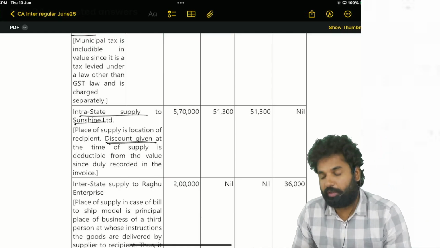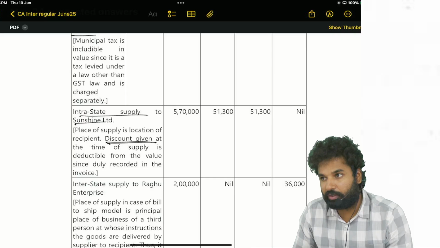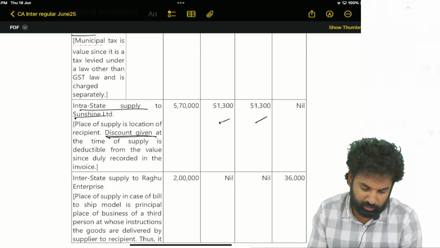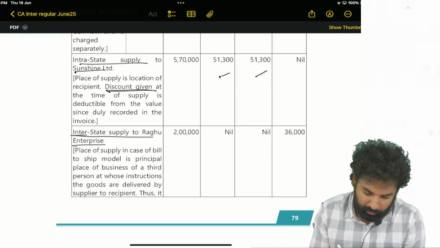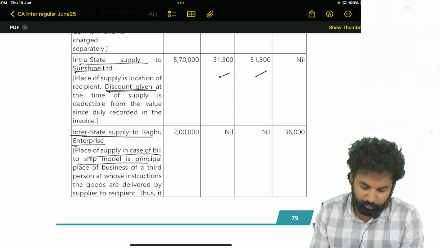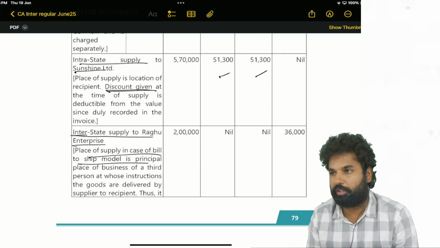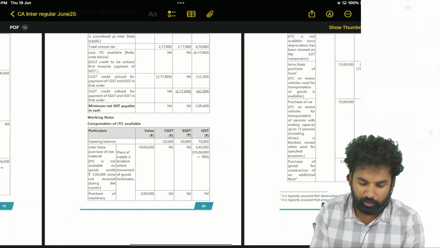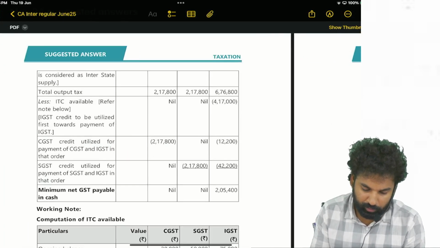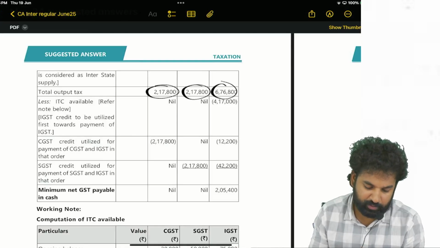So discount value 6 lakhs minus discount 30,000, 5 lakhs 70. CGST, SGST. Next, interstate supply to Raghu Enterprise. So bill to ship to model. Maharashtra is the place of supply. So that's why IGST. 2 lakhs 36,000. So total GST payable is 2 lakh 17, 2 lakh 17, 6 lakh 76.